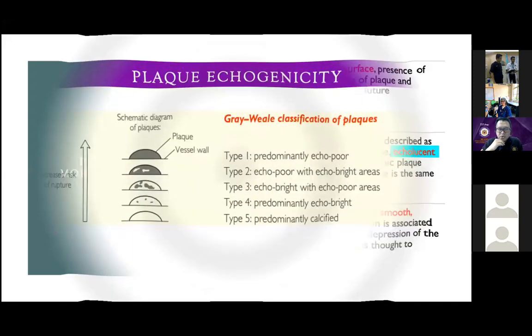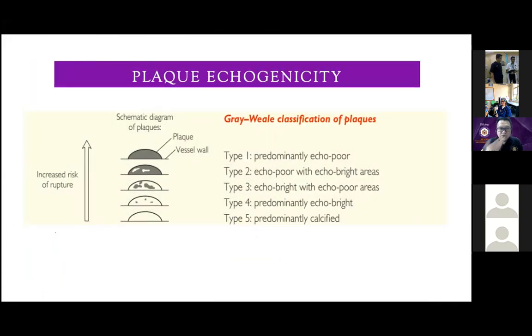Okay, so this is the scoring of the plaque echogenicity. We have grade 1 or type 1 up to grade 5. Grade 1 is basically echo-poor, or hyperlucent or echolucent plaque. And down here, type 5 or grade 5 is calcified, meaning that it's echo bright or hyperechoic.